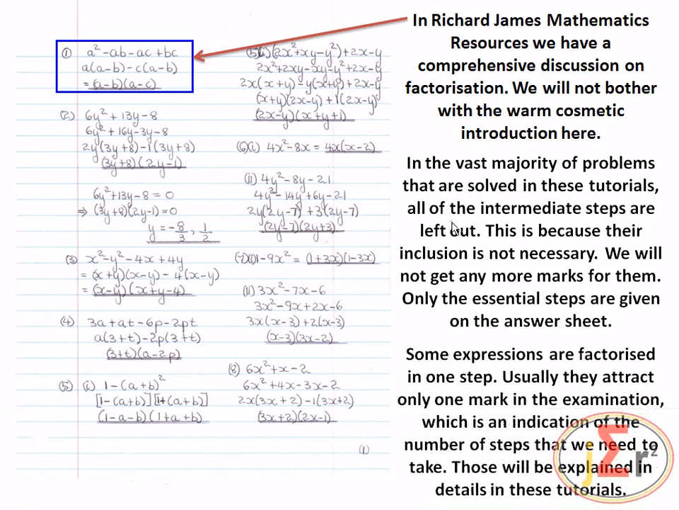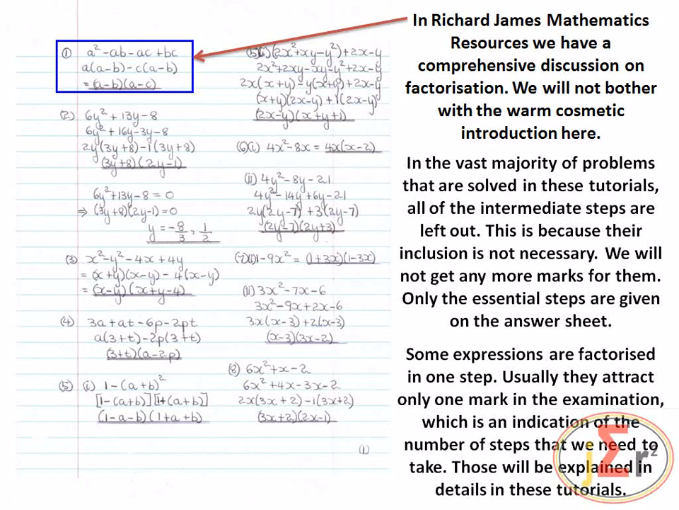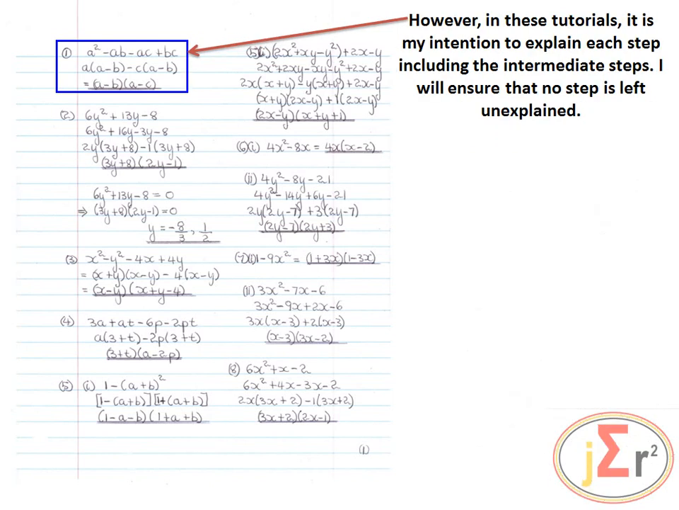Some expressions are factorized in one step. Usually, they attract only 1 mark in the examination, which is an indication of the number of steps that we need to take. Those will be explained in details in these tutorials. However, in these tutorials, it is my intention to explain each step, including the intermediate steps. I will ensure that no step is left unexplained.